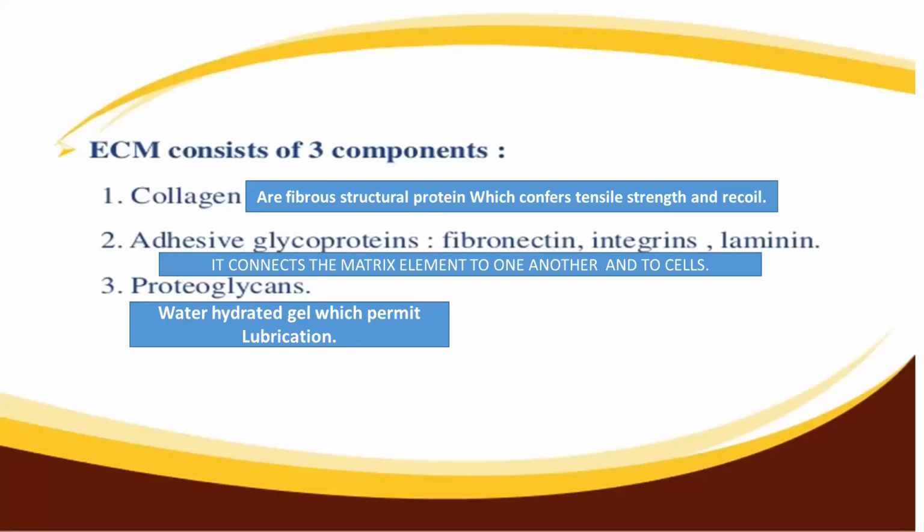ECM consists of three components. One is the collagen, the other one is adhesive glycoprotein, and the third one is the proteoglycan. Collagens are fibrous structural proteins which confer tensile strength and recoil. They give strength, okay? And adhesive glycoproteins, they are the fibronectin, integrins, and laminins, and they connect the matrix elements to one another and to cells. Whereas proteoglycans are water-hydrated gels which permit lubrication.